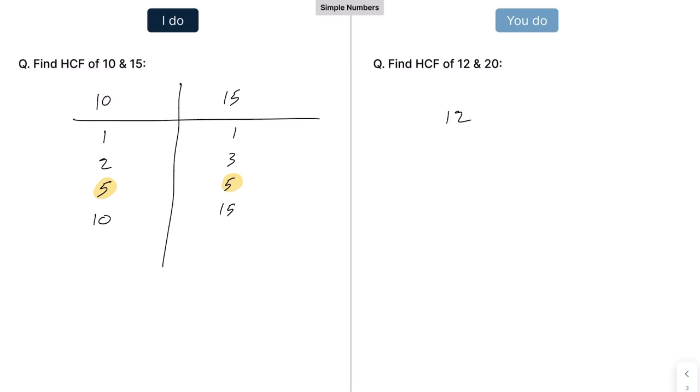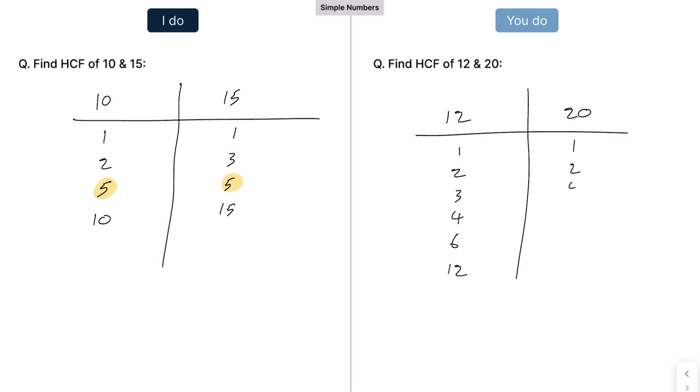And hopefully you've pressed pause and had a go at this one. So exact same way, list out all the factors. So 1, 2, 3, 4, 6, and then 12 finally. And again, 1, 2, 4, 5, 10, and then it would be 20. So the highest common factor here is going to be, let's see, 4. So 4 is the highest common factor there.